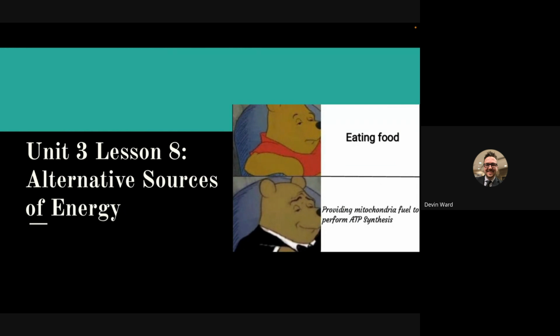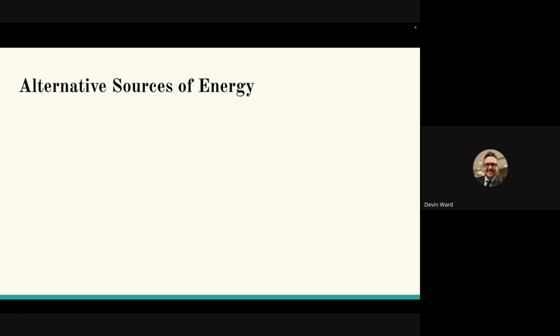So this is about alternative sources of energy. Instead of getting all of our energy in the form of ATP from carbohydrates, or in the simplest form of glucose, we also consume fats and proteins, and we can harness energy from those as well. We can get ATP from those macromolecules as well. We also can get ATP from nucleic acids, but that's only in dire situations when we desperately need ATP.